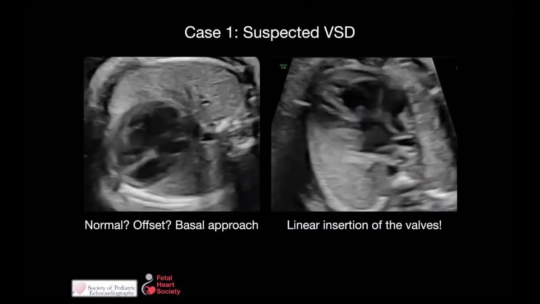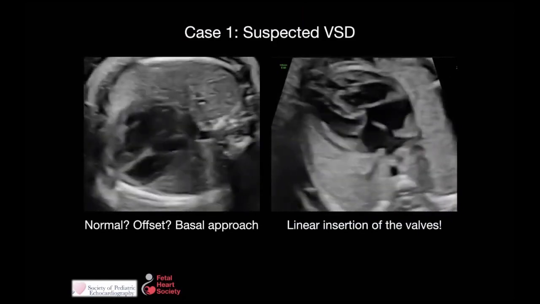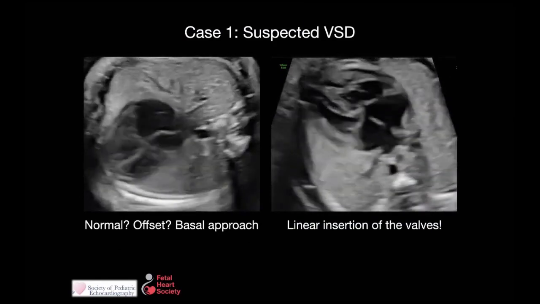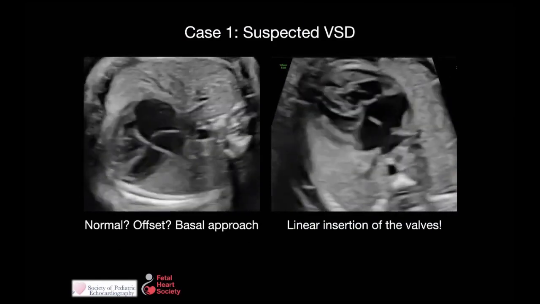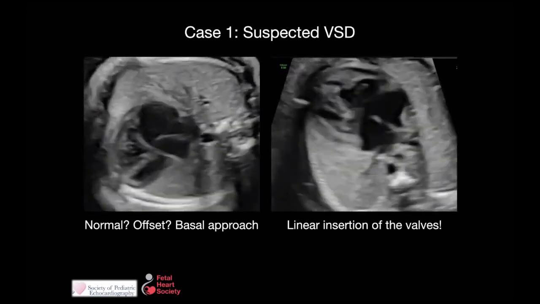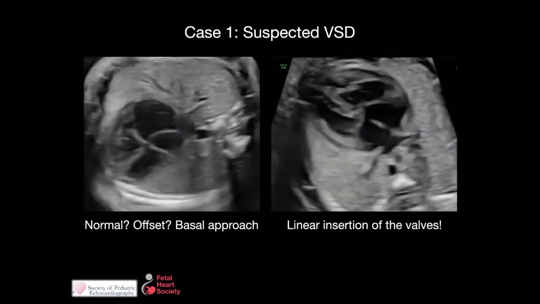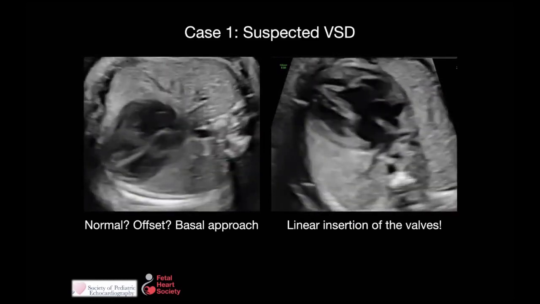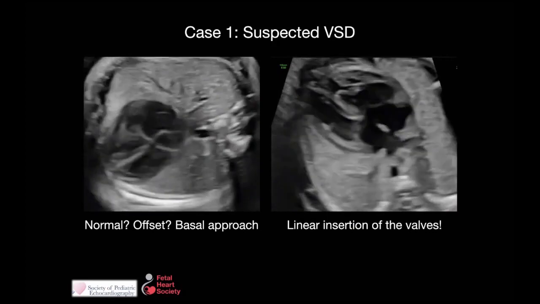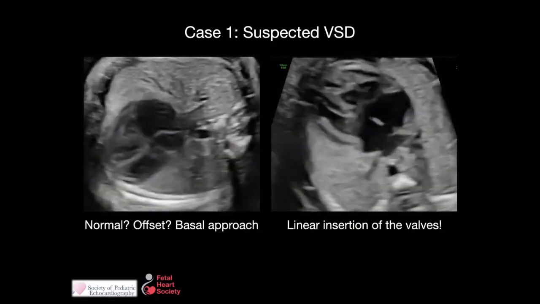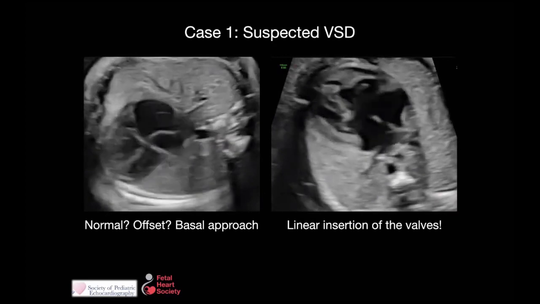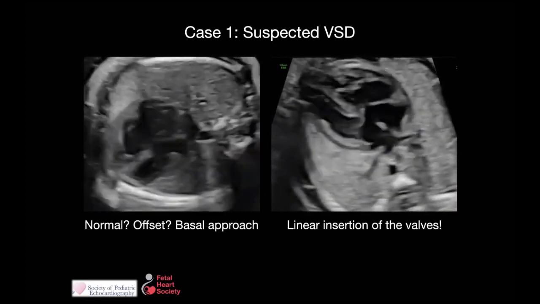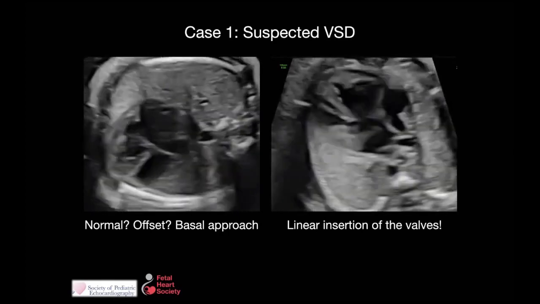Okay, so looking at this here, case 1, suspected ventricular septal defect. When the patient was referred to us, we looked at this first image, and just looking at the four-chamber view, the heart might look okay. The axis seems just right, and there seems to be symmetry. But once we scanned the patient and had a nice apical insonation in which we're able to assess the valves, we noticed that there's linear insertion of the valves. And clearly this is abnormal.